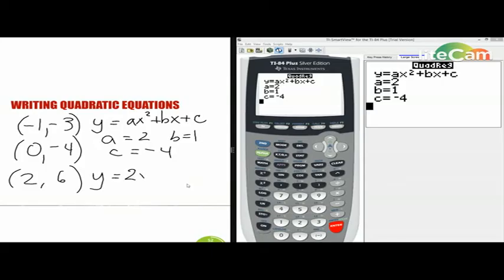Now all I have to do is just plug in those numbers. Y equals 2x squared plus 1x minus 4. You don't have to write the 1 for the 1x, but I just did it anyway so that you would see the 3 numbers that I'm plugging into the equation. Okay, that's your answer, and that's all you have to do.